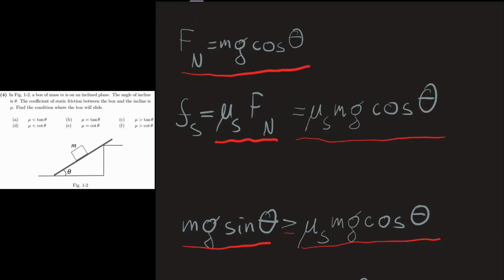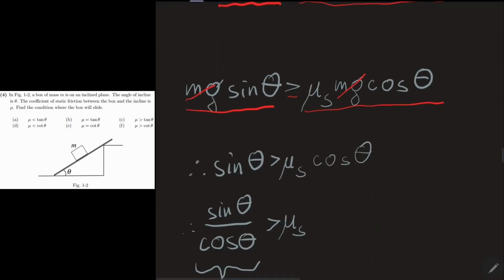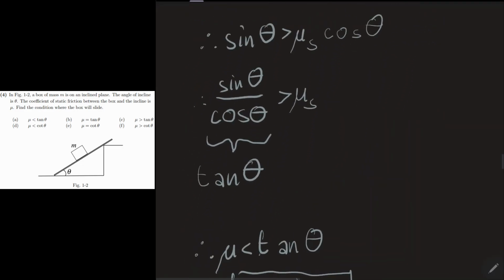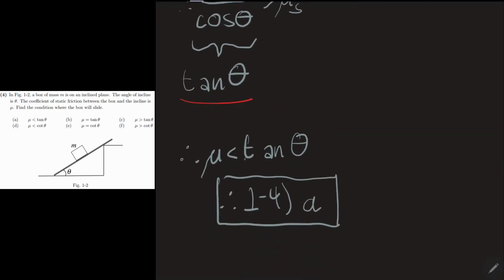And now we need to just rearrange this equation to solve for theta. So firstly, we can divide both sides by mg, and that just cancels that out. And so now we have that sine of theta is greater than mu sub s cosine of theta. Now in all of the multiple choice options, mu is isolated, so we're going to do that here. We'll divide both sides by cosine of theta. So we get that sine of theta divided by cosine of theta is greater than mu sub s. And of course, sine of theta divided by cosine of theta is just tangent of theta. And so we find that the condition where the box will slide is when our coefficient of static friction is less than tangent of theta, and that matches option A.